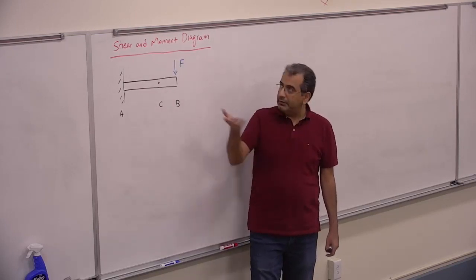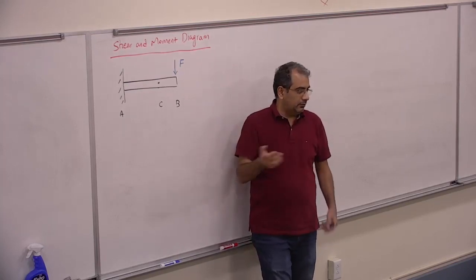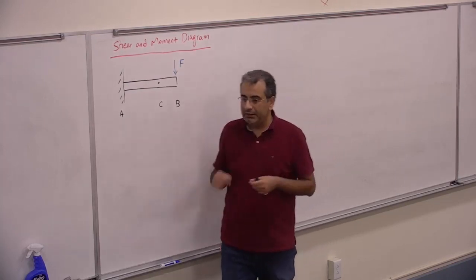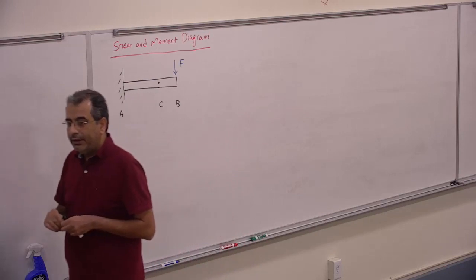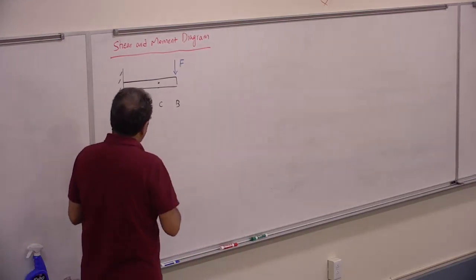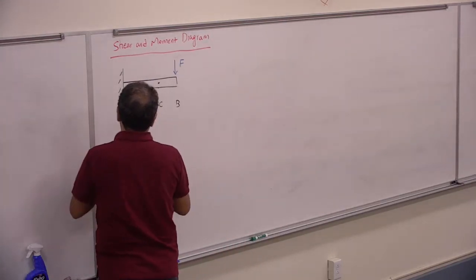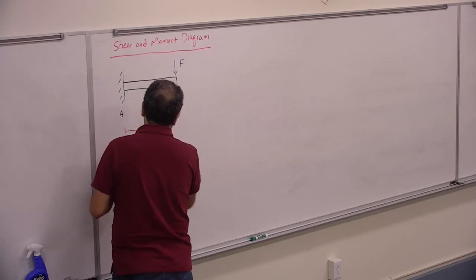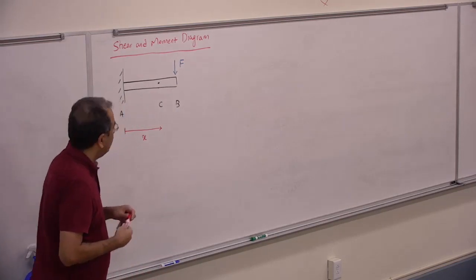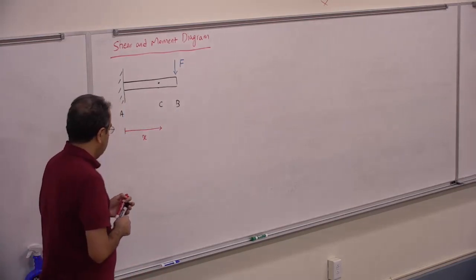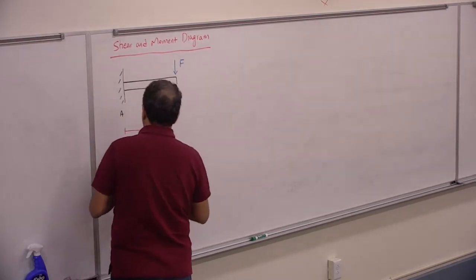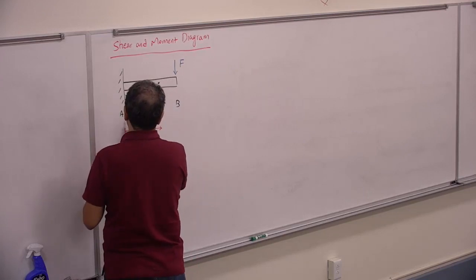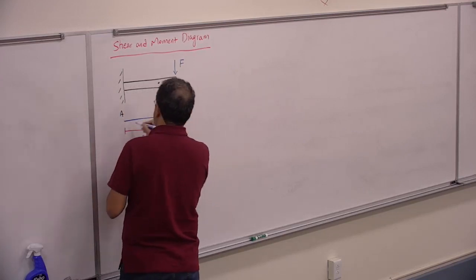So that is called the shear or the moment diagram. I want to see how it's going to change throughout that. The way it works is usually like that. I will go there and assume the point C is sitting at a distance of x from the beginning of that object. And the entire length is L.